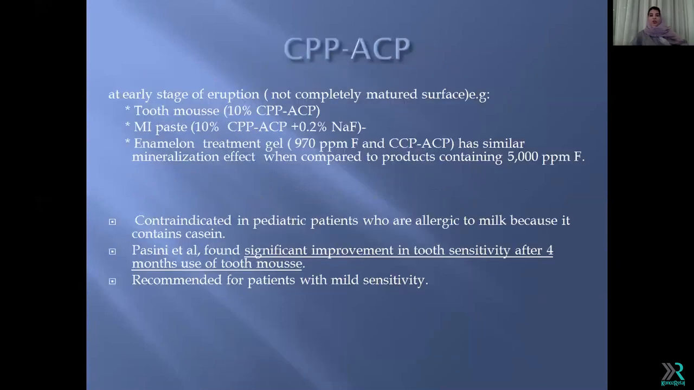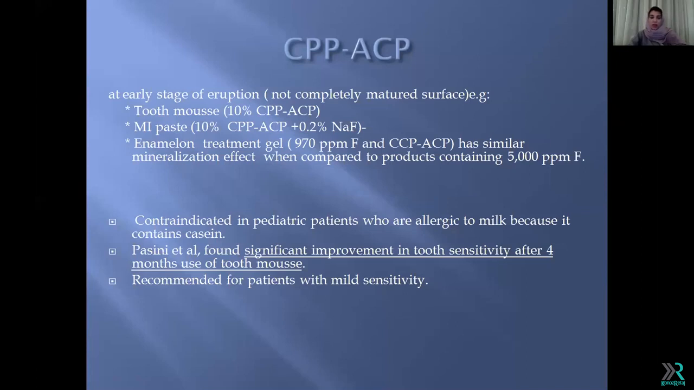One of the options is to enhance the prevention, enhance the remineralization, and minimize the sensitivity. We can use casein phosphopeptide amorphous calcium phosphate. This increases the saturation of saliva with calcium and phosphorus, which bind firmly to the biofilm, and the increase in saturation penetrates to the subsurface and to the body of the lesion. It is usually used at the early stage of eruption in not completely matured surfaces, and it comes in different commercial forms.